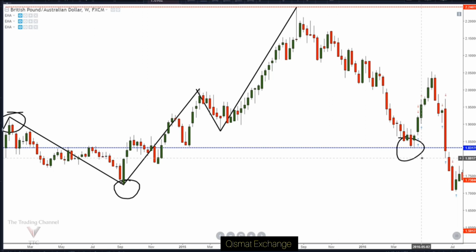I don't need moving averages. I don't need an RSI indicator to tell me that this market wanted to reverse right there. I've determined that information based solely on these candlestick charts. And I'm showing you guys how to do the same exact thing.